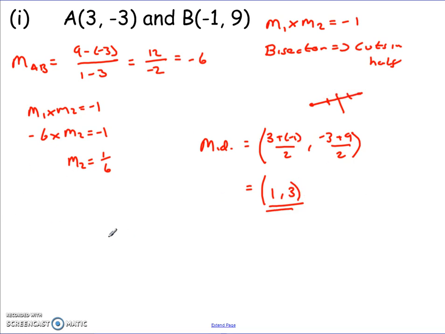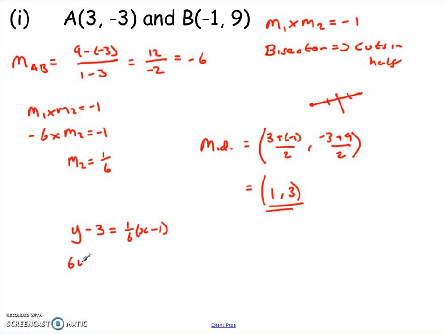I now have enough information to get the equation. Use my formula for the equation of a straight line, y minus b equals m(x minus a), and just put the values in. So I get y minus 3 equals 1/3 (x minus 1). Now again, remember, we can rearrange this in a couple of different ways. What I'm going to do is rearrange it in the ax plus by plus c equals 0 form.